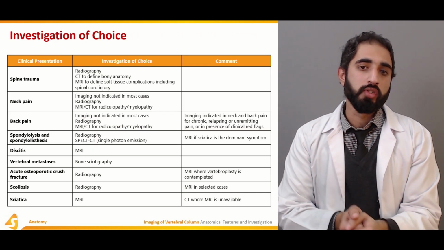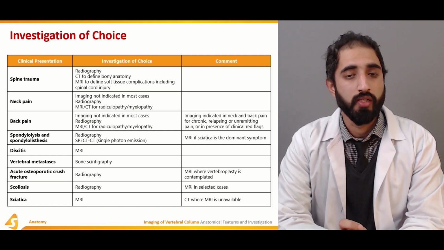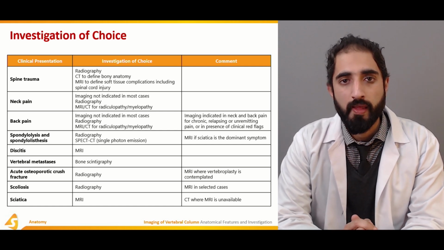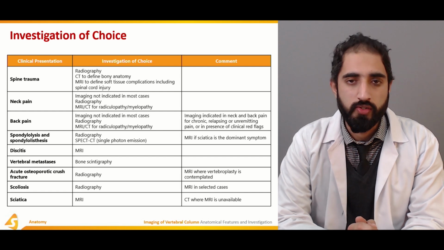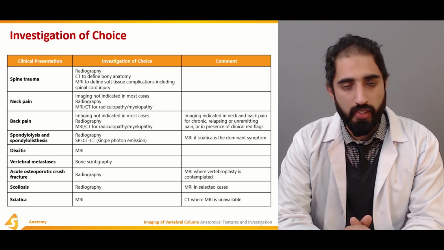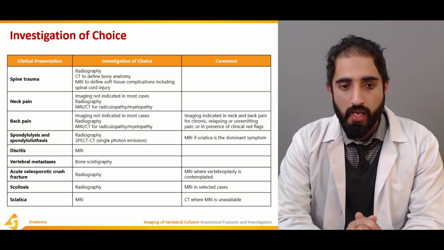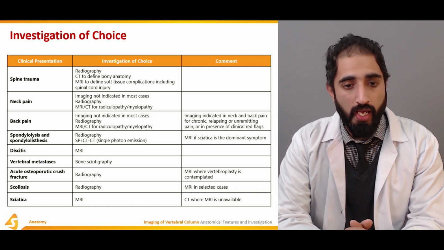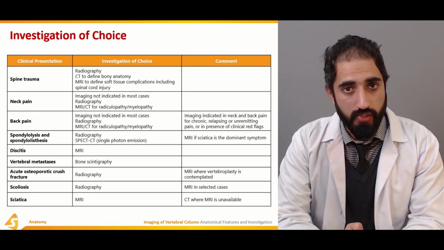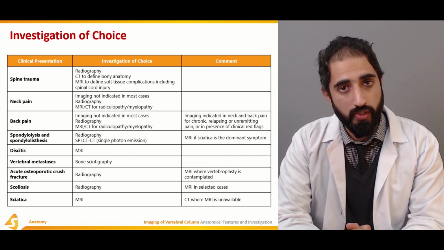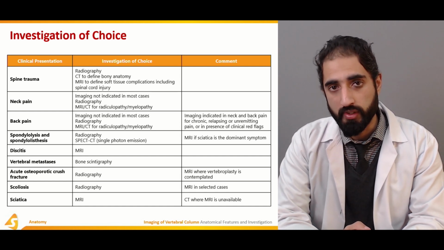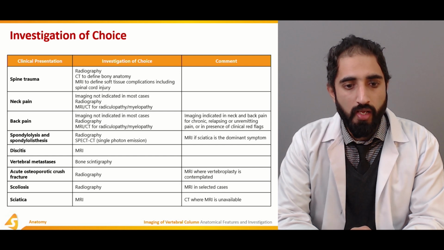Now, as we already mentioned, a radiograph or an imaging technique can be very important in terms of your clinical decision making and treatment. So what should be your investigation of choice considering the vertebral column? If we are suspecting spine trauma, the first line is a radiograph or an X-ray. We can also use a computerized tomography scan to define bony anatomy. And we can also use magnetic resonance imaging if we want to define soft tissue complications, including spinal cord injury, or if we want to observe an impingement on the nerve or damage to the nerve root.